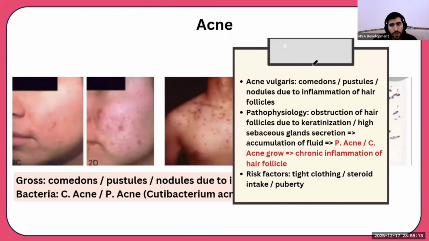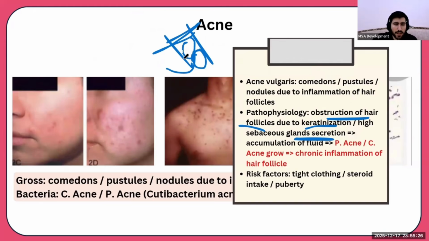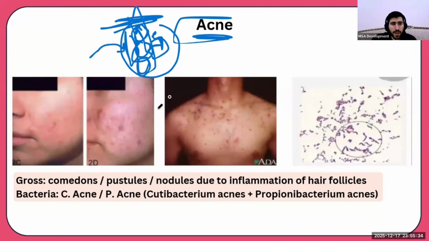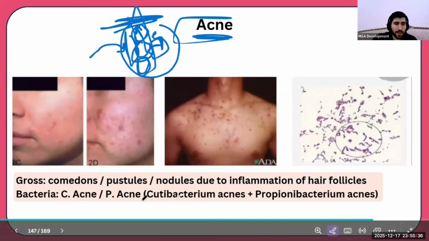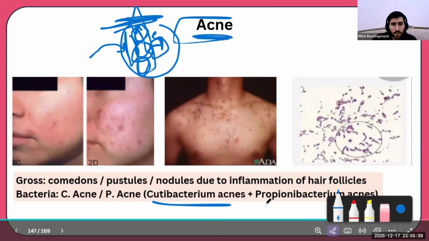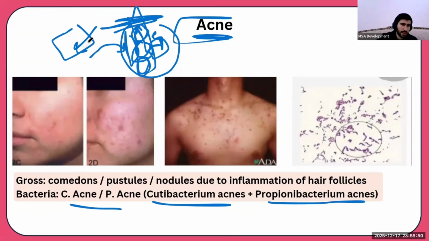So, what's the pathophysiology of acne? It's due to obstruction of the hair follicle. So there's the hair follicle and we have obstruction due to keratinization, or we have high sebaceous gland secretion, that causes the sebaceous gland secretions to accumulate, and then P acne or C acne will grow and cause inflammation. So acne is inflammation of the hair follicle caused by two bacteria. The first one is Cutibacterium acnes, and the second one is Propionibacterium acnes. Acne is caused by these two bacteria due to obstruction of the hair follicle or increased secretion of the sebaceous gland.